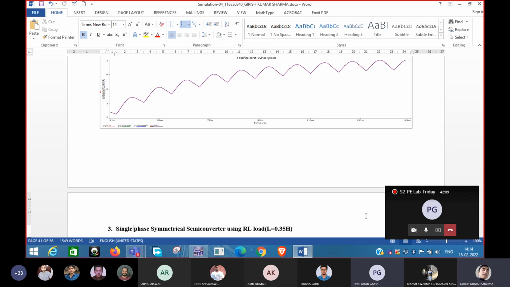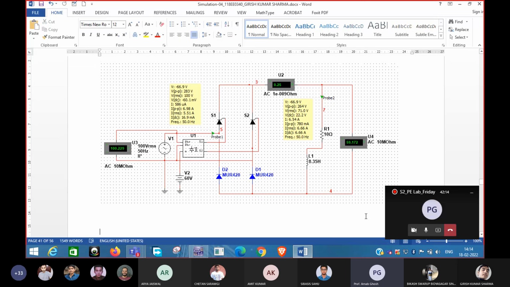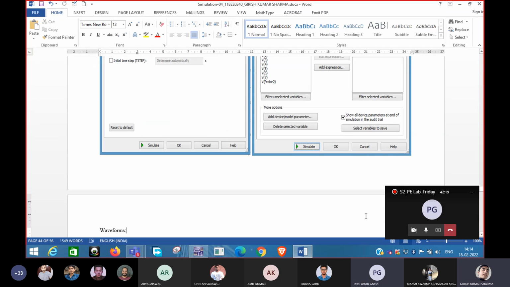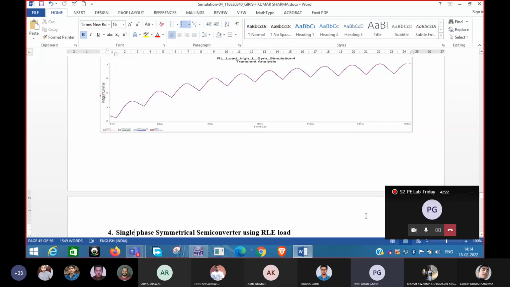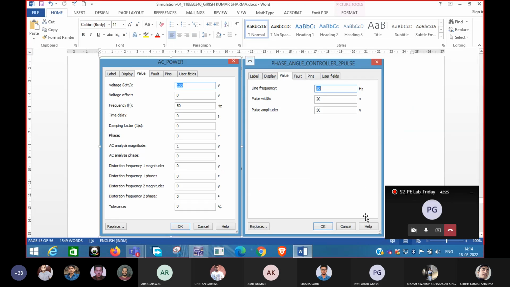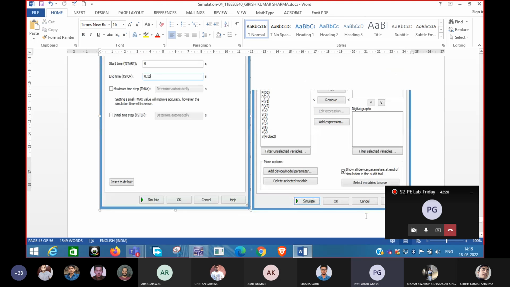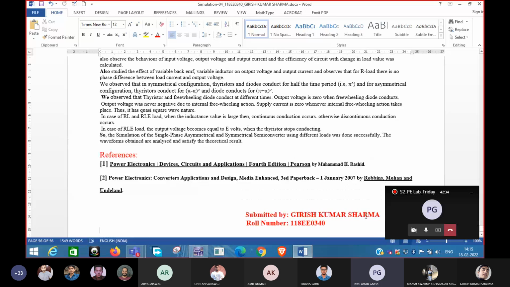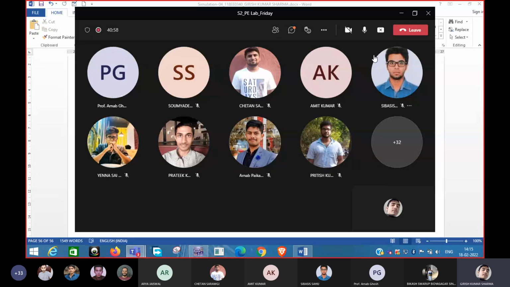Acha, but did you prepare the observation table and the graph? Are the plottings there? No, sir, I will put the principal and graphs. Acha, please incorporate all of them. Okay, Girish, good work. You complete it.